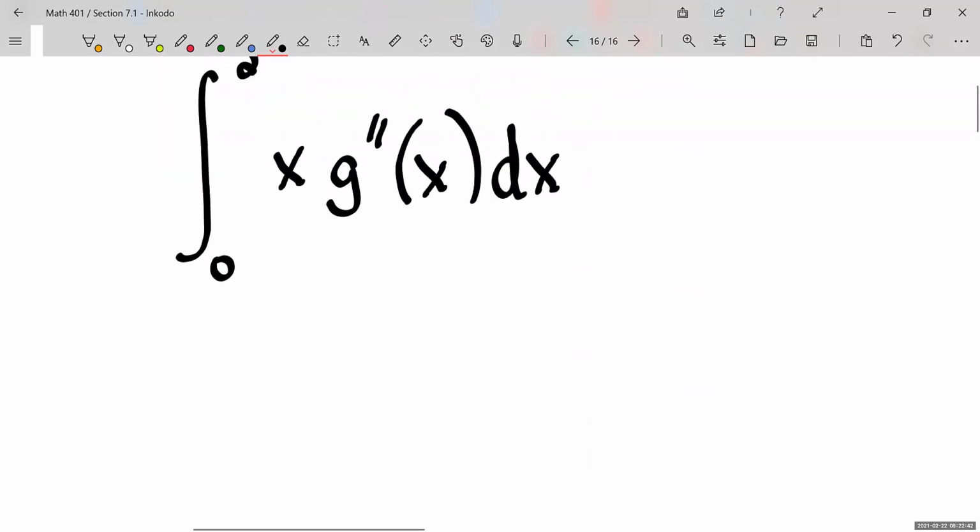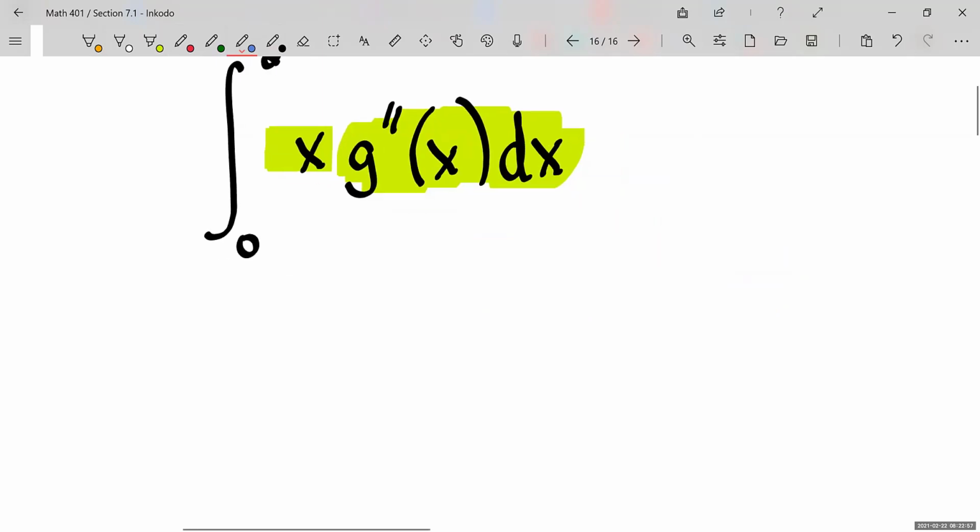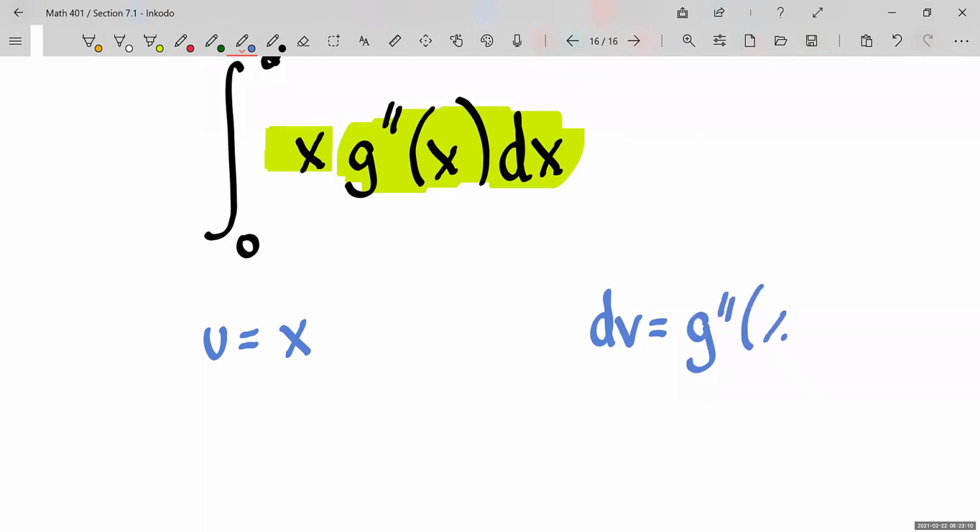Note that this is actually the product of two functions. It's the product of x and a different function. So I could use by parts here, and in fact, I'm going to. I'm not going to use the table. I'm just going to set it up like we would normally. I'll let u equal x because I can differentiate that, and I'll let dv equal the piece I can integrate. I can actually integrate g double prime of x dx.